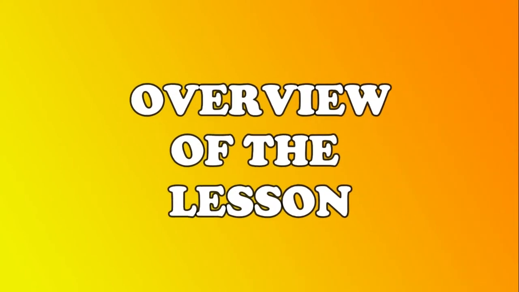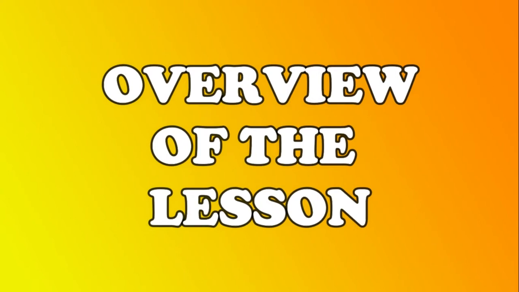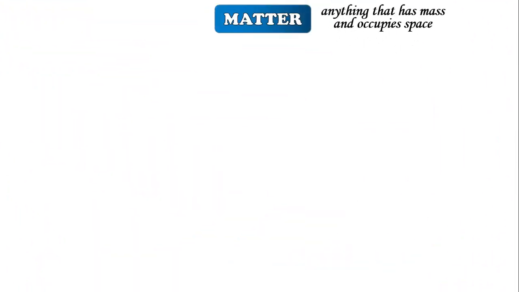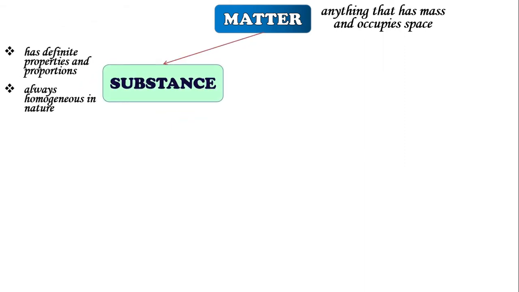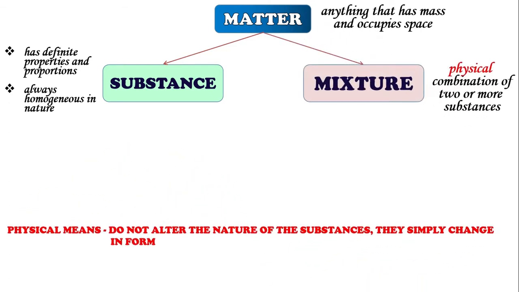Overview of the lesson. You have learned that matter is anything that has mass and occupies space. And it has two classifications, substance and mixture. When we say substance, it has definite properties and proportion and is always homogeneous in nature, while mixture is a physical combination of two or more substances. Physical means do not alter the nature of the substance, they simply change in form.